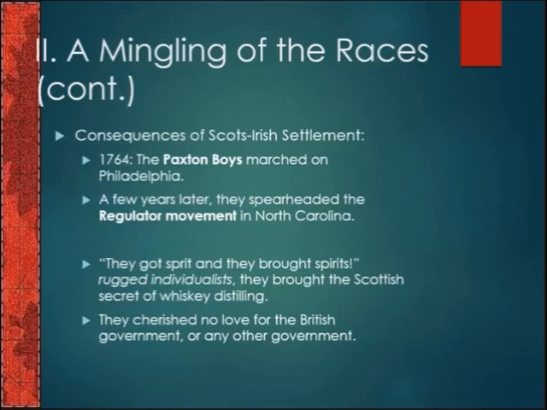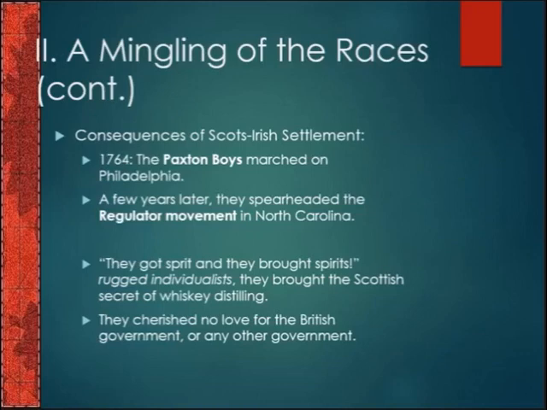One good way to remember the Scots-Irish and their contribution to the development of American culture is to remember they got spirit and they brought spirits, because they had brawled their way from Ireland and down the backcountry of the Appalachian Mountains. The Scots-Irish were rugged individualists, meaning they paved their own way with the sweat of their brow and didn't give a damn for anyone that was in their way.